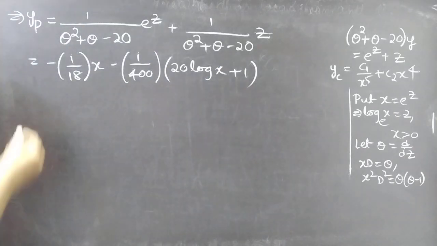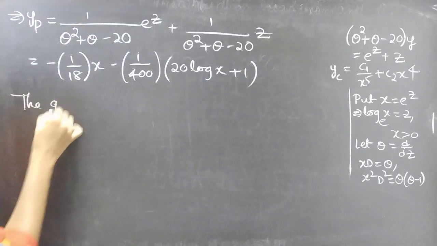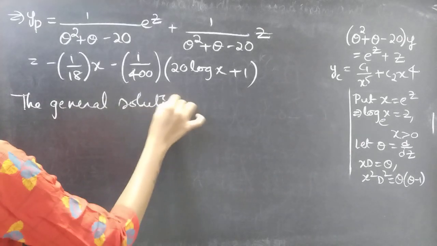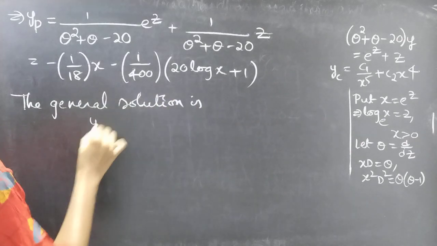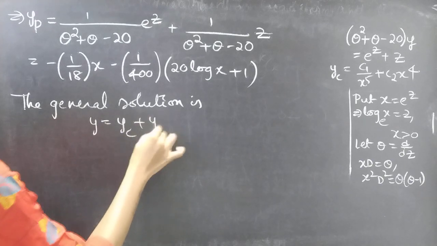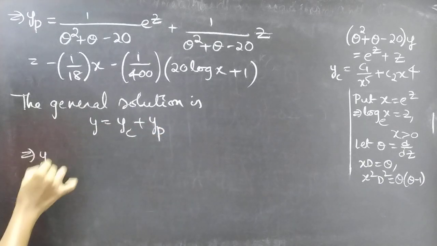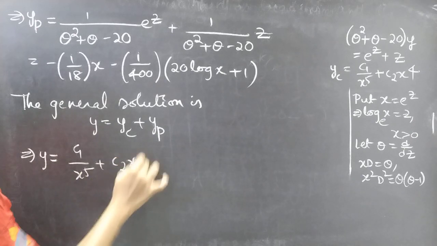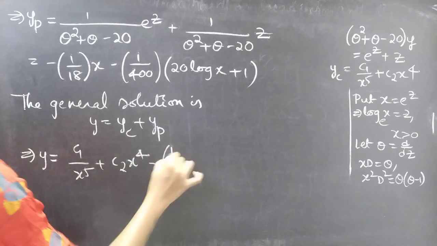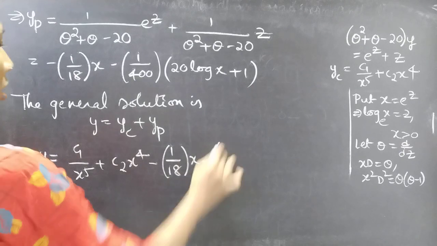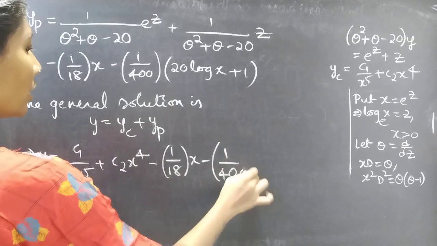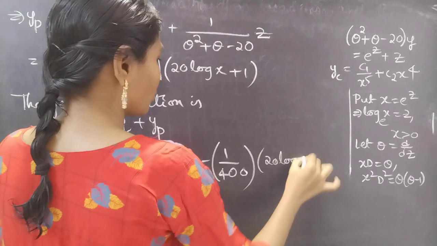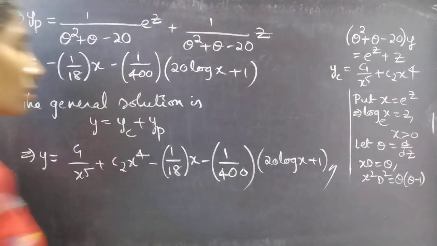Now let's write the general solution. The general solution is given by y = yc + yp, right? Then y = yc, we have c1/x⁵ + c2 x⁴, and yp is minus 1/18 into x minus 1/400 into (20 log x + 1). So this completes the problem.